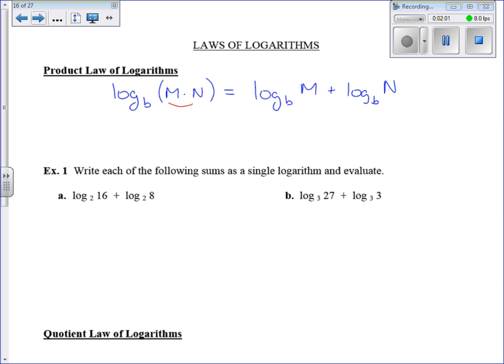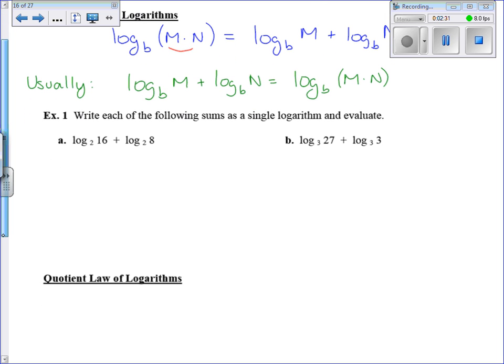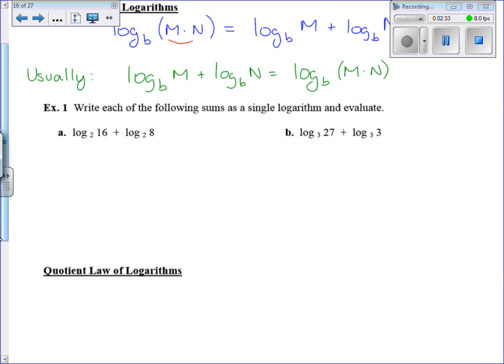The thing is, the way that law is written on your formula sheet, it's a little bit misleading, because in actual fact, the way that you use that law is the other way around. You're usually doing this: taking log base b of one number, and if you're adding it to a log with the same base of another number, then you can simplify your calculation by multiplying the m and the n together and then just taking that log.